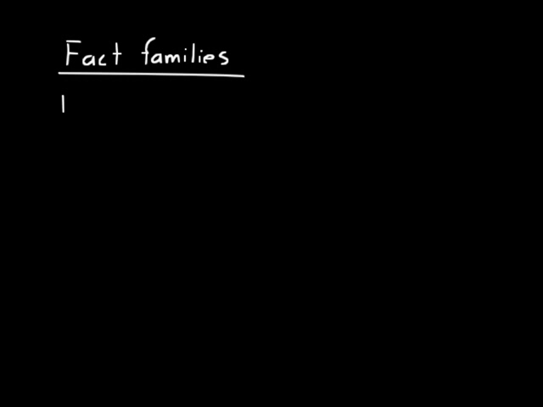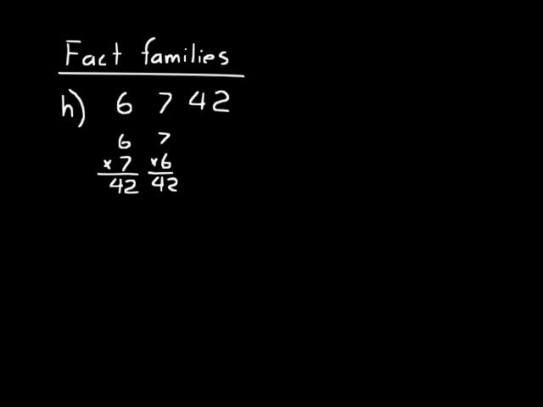So let's do a problem. And let's use these 3 numbers, 6, 7, and 42. And let's make 2 multiplication and 2 division facts with these numbers. Well, 2 multiplication facts, we could do 6 times 7 is 42. And then we remember that the order that we multiply numbers in does not matter. So we could do 7 times 6 is 42 for the other multiplication fact.